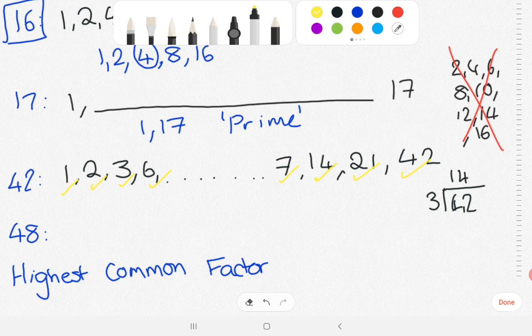And finally, before we get to highest common factor, let's just look at 48. Now 48 is maybe going to take a little bit of time. I'm going to talk through it a little bit quicker, but we start off with 1 and 48, and I'm giving myself plenty of space here because I know there's quite a lot of factors of 48. It obviously divides by 2. We can half 48 to get 24.